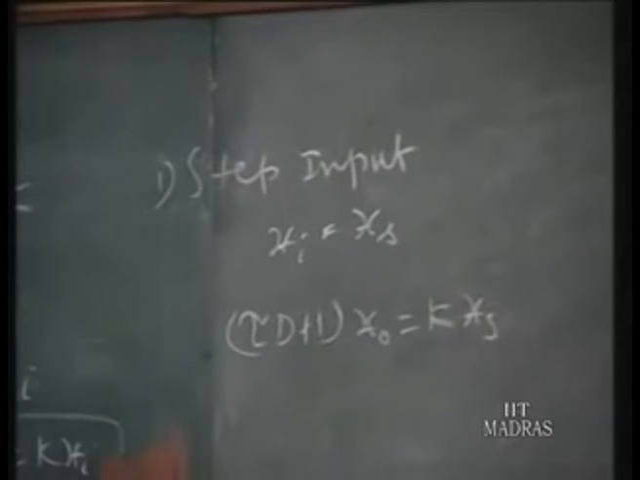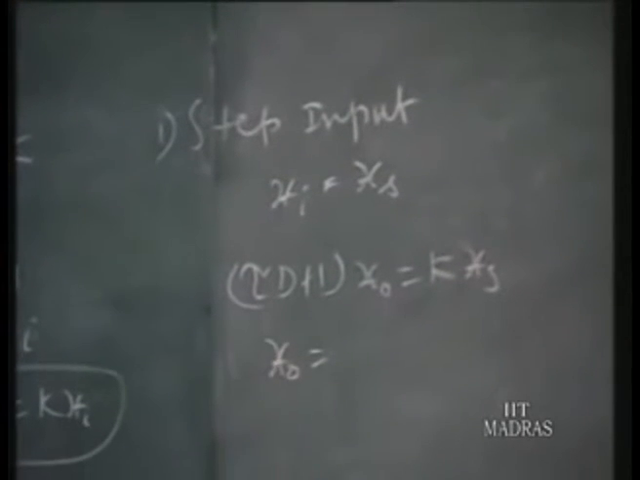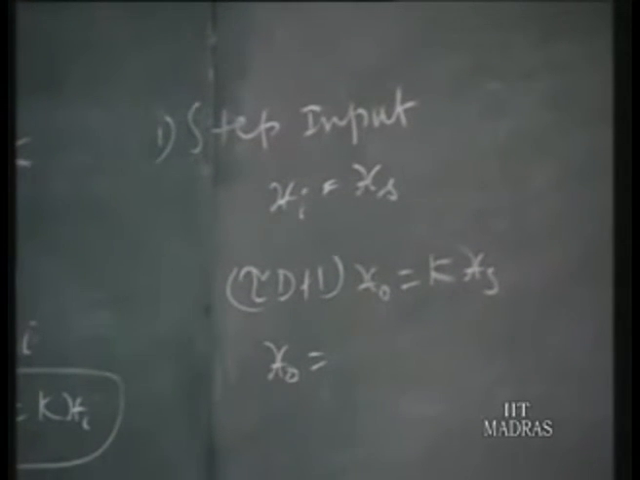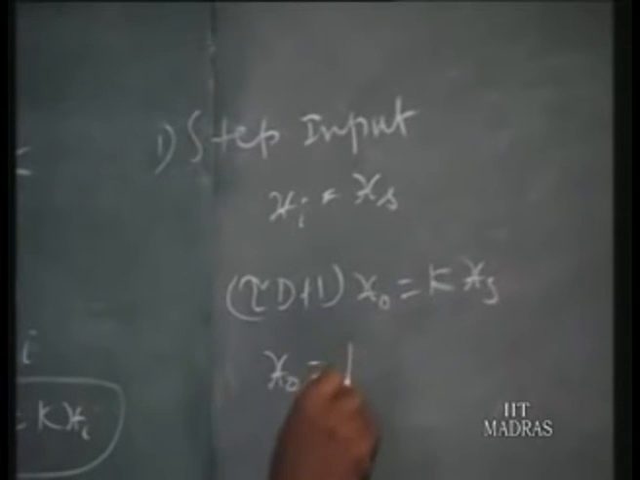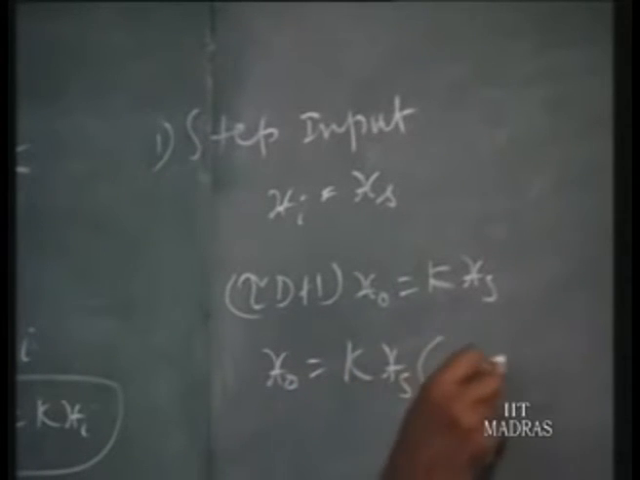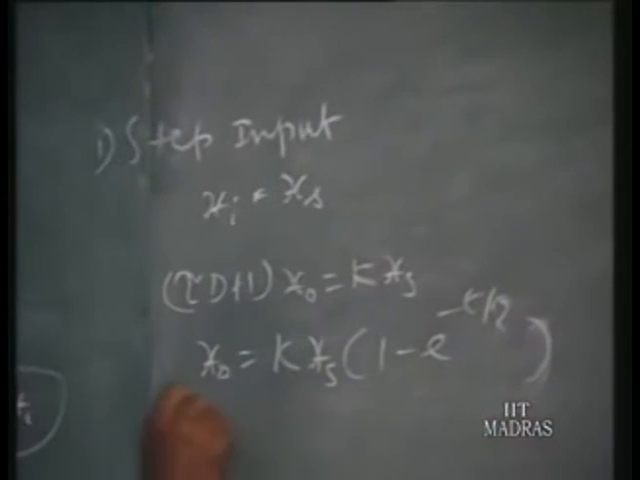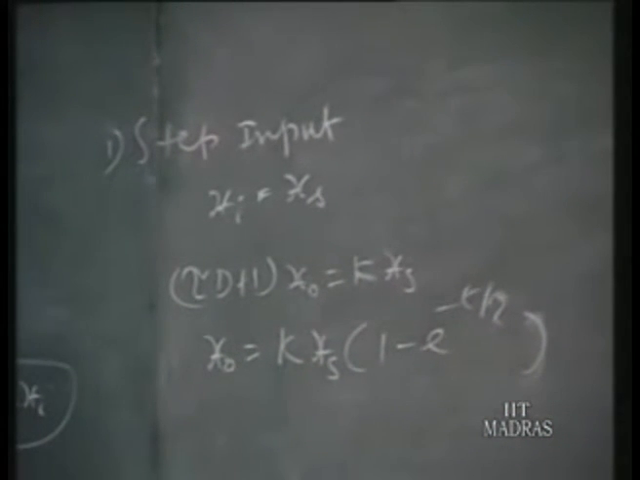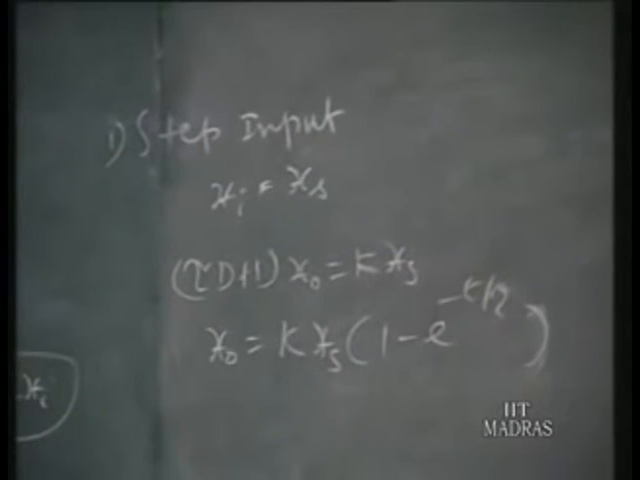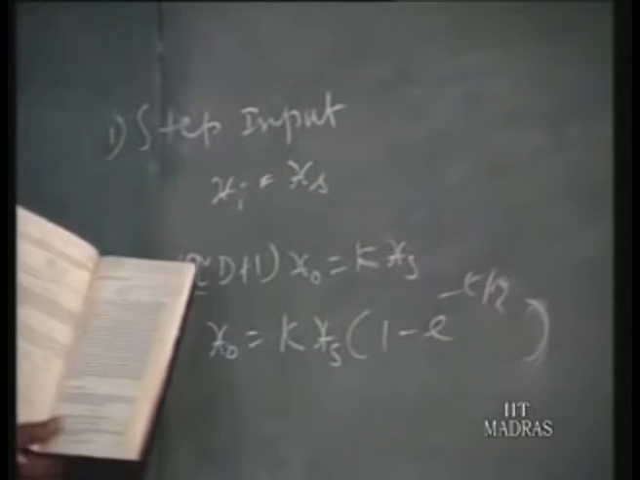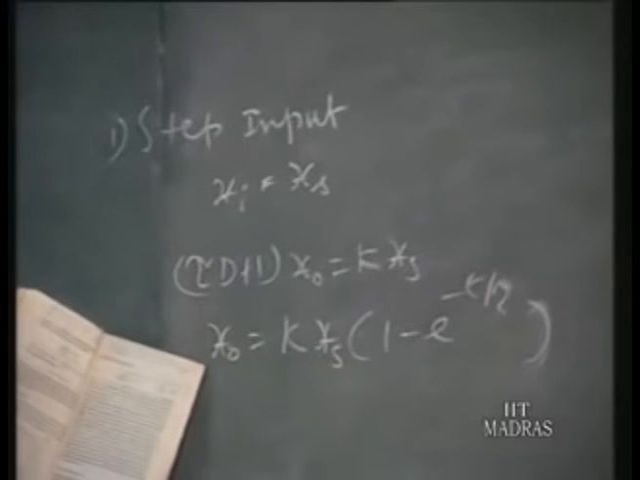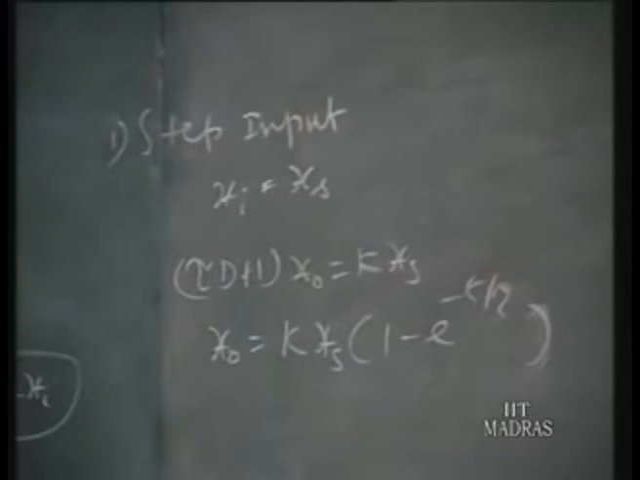So this is a differential equation where you can find the variation for XO. If you can get an expression for XO, XO is equal to K Xs into (1 minus e to the power of minus t over tau). This will be the variation of XO, obtained by solving the differential equation. You get the complementary function and particular integral, and using that method we can get this expression for XO. To understand this equation, we plot it.